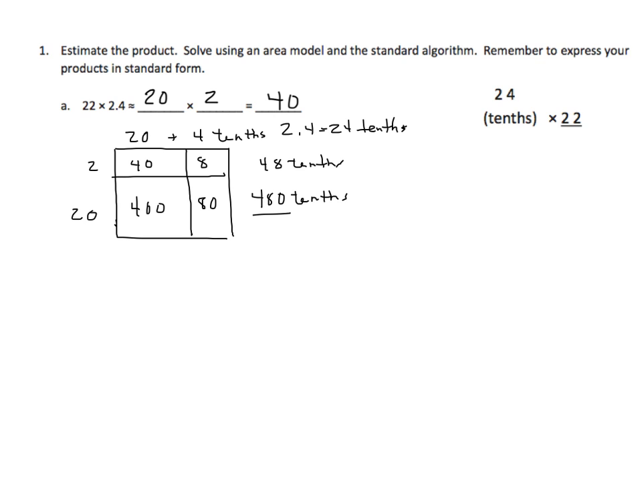We'll find the sum of our partial products. And we get 528. These are tenths, though. So we're going to have to convert them to standard form. And we know that 528 tenths is 52 and 8 tenths.